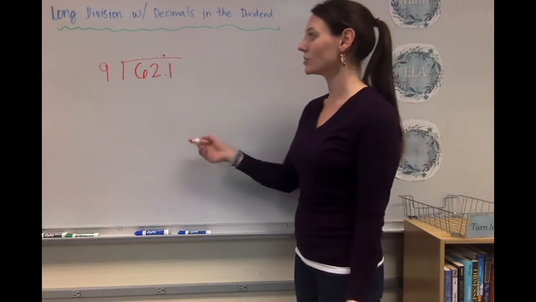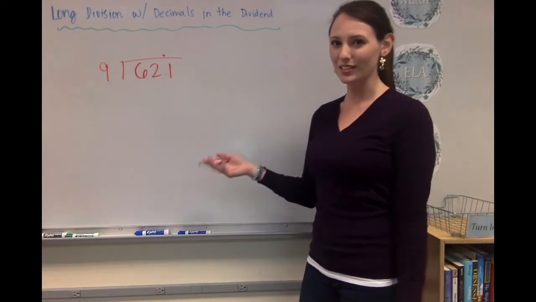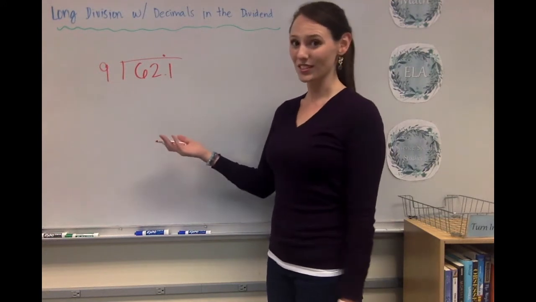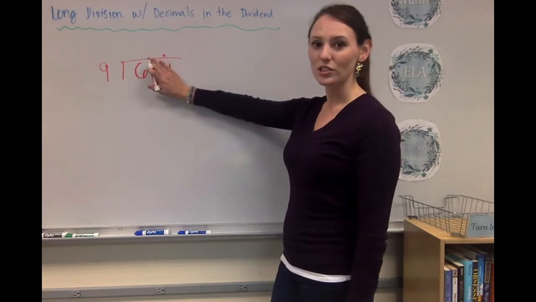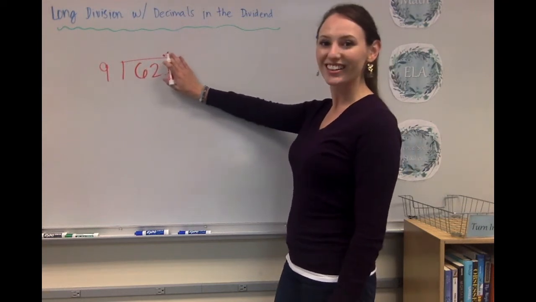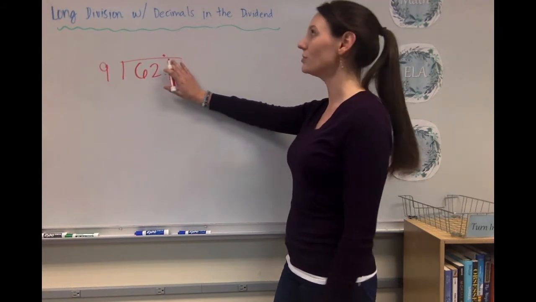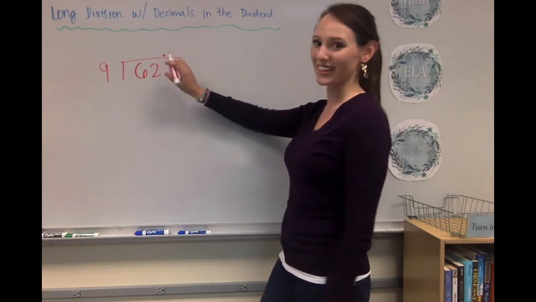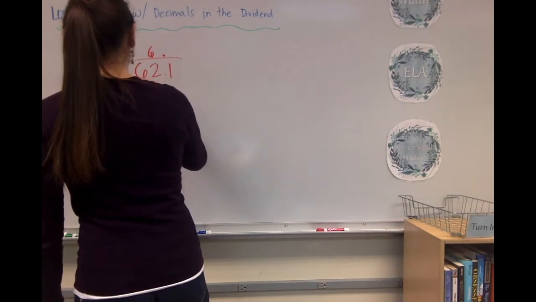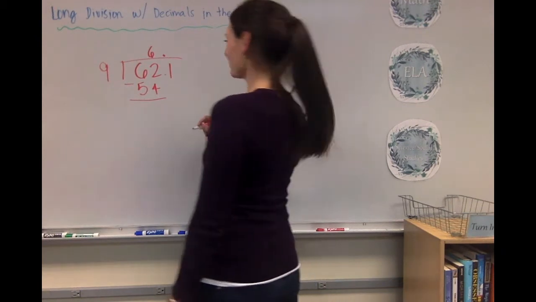And then after that, you just solve the problem just like normal. So it's kind of cool. It's not that much different than regular long division. Okay, so let's solve the problem just like normal. So I look at the first digit, 9 cannot go into 6, so I scooch over to the next one. 9 can go into 62, and it's going to go into 62 6 times for 54. Okay, and now I'm going to subtract just like normal.